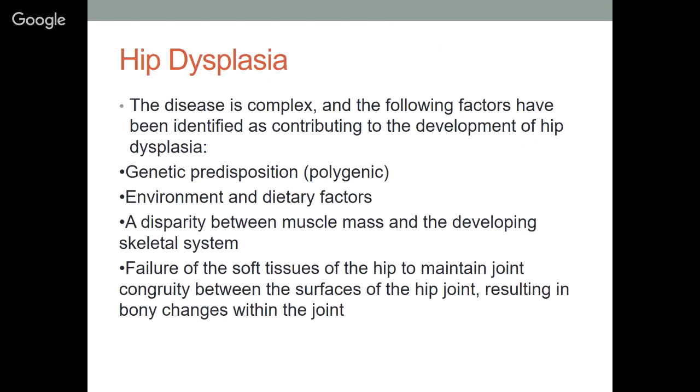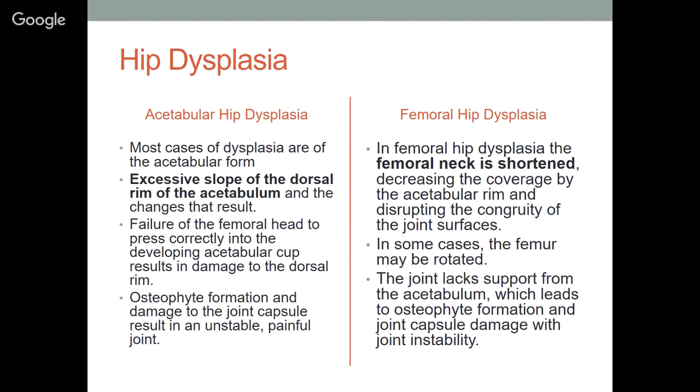There can also be a failure of the soft tissues of the hip to maintain joint congruity between the surfaces of the hip joint, resulting in bony changes within the joint. So if we have an animal that is not using their rear limbs well and they have atrophy of that musculature, then we're going to have abnormal joint congruity or joint movement, and that's going to cause some problems as well.